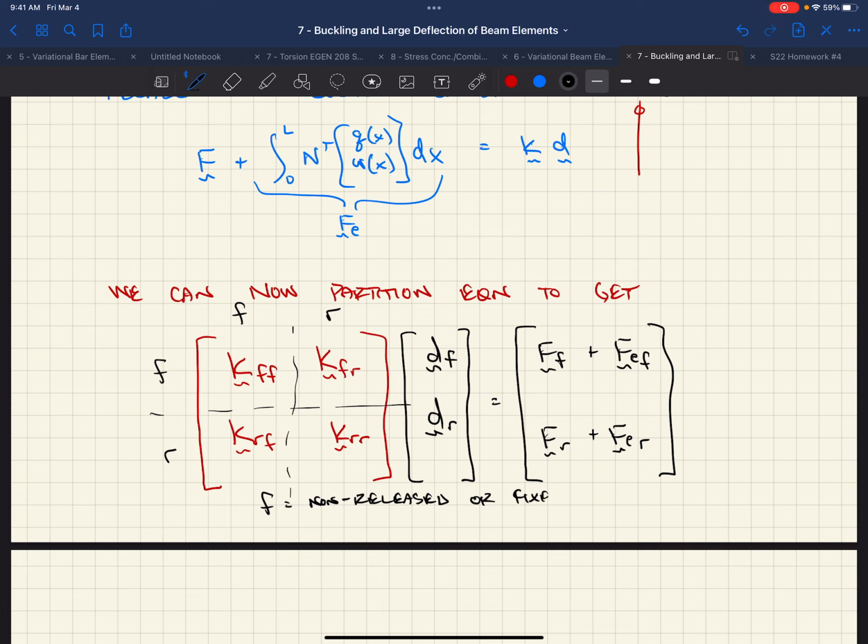Or fixed degrees of freedom. And as you can imagine, our forces, our displacements, and our stiffness is associated with released degrees of freedom.